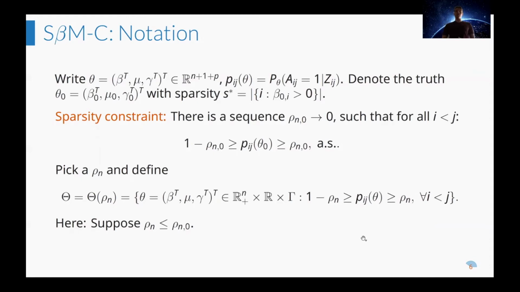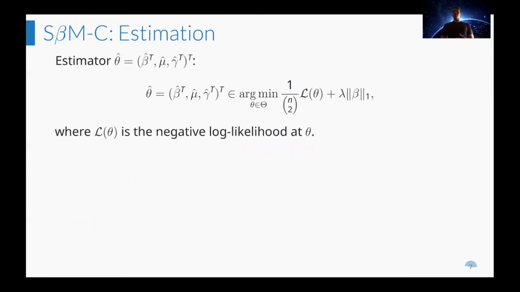For this talk, we assume that the rho_n in our parameter space is smaller than the rho_n0. That means that the truth is actually contained in this parameter space. We also have a theory for the case when this is not the case, but then we have a deterministic bias in our error bounds, and the theory is not as nice, so we focus on this nice theory here. Having said all that, for the actual parameter estimation, we use a penalized likelihood approach. We take the negative log likelihood, and then we put an L1 penalty on the sparse component of our parameter vector, on the beta.